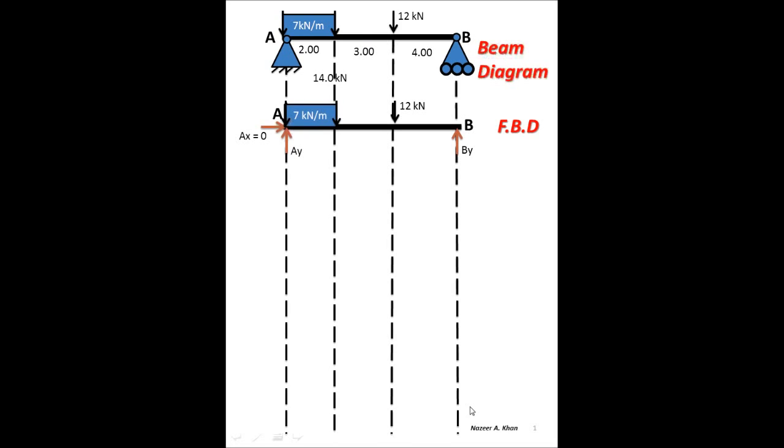Free body diagram means that you have cut a part of a structure away from the original structure, and you have replaced the supports with forces. In this case, the supports are a pin support and a roller support. Pin support is associated with two forces, one horizontal, one vertical. Roller support, in this case, it is one vertical force, By.